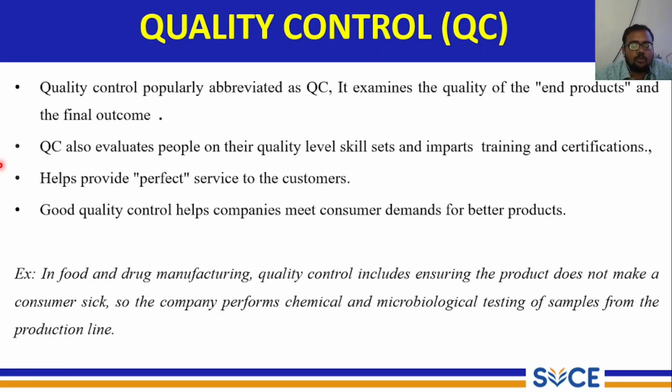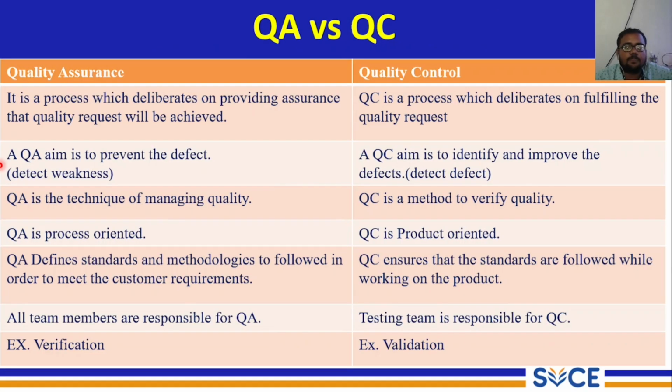So you do all sorts of testing before the product reaches the end customer. The testing includes chemical and microbiological testing of samples from the production line. That is done to ensure that the overall quality of the product is not compromised and the customer is not falling sick. So, the difference between quality assurance and quality control: quality assurance is the technique of managing quality, and quality control is a method to verify the quality. Quality assurance is more process oriented, and quality control is more product oriented.